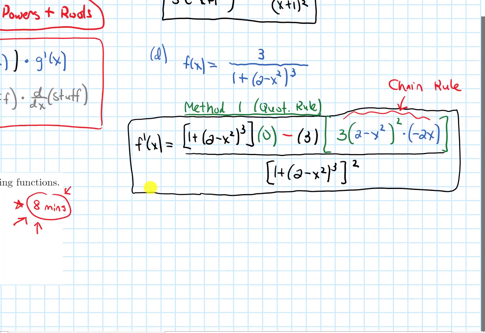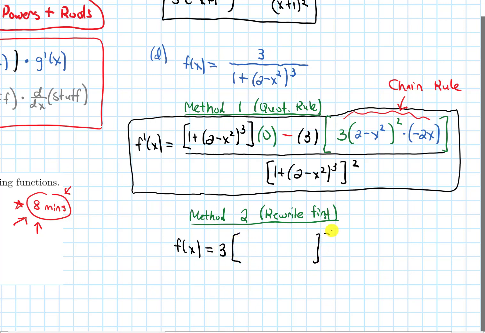Okay, so let's do this one other way. Method 2. So it's possible to do this without the quotient rule. If I bring the whole denominator up to the numerator, so if I rewrite it first, I can rewrite my function f of x as 3 times, and then the whole denominator being raised to the negative 1 power when I bring it up. So that's 1 plus the quantity 2 minus x squared being cubed, that whole thing, to the negative 1 power.